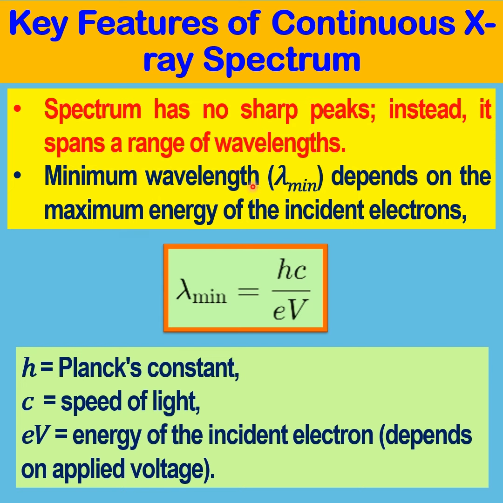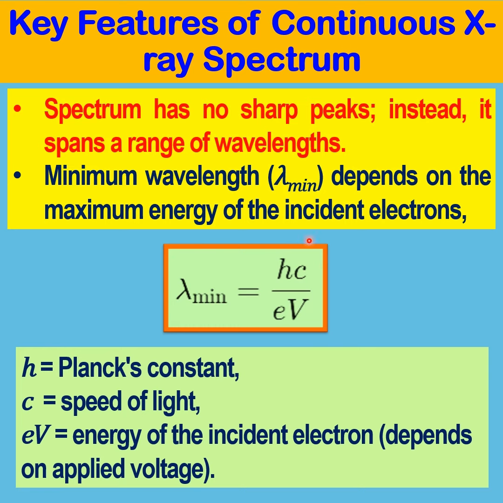So the minimum wavelength, right? The lambda minimum depends on the maximum energy of the incident electrons. That means the outcoming minimum wavelength is dictated by the applied voltage, right? The remaining factors are constant. So the formula is this.